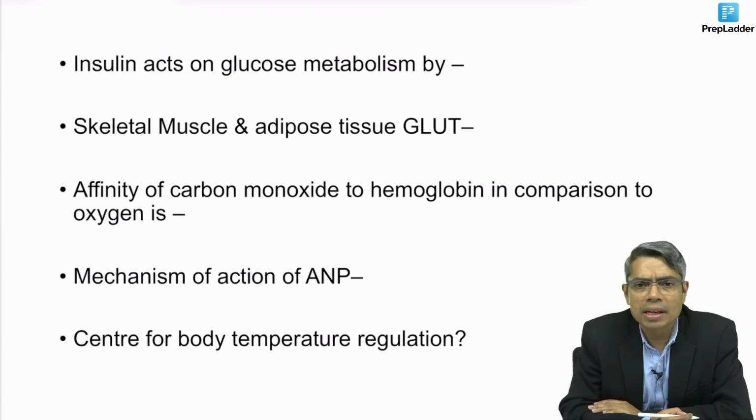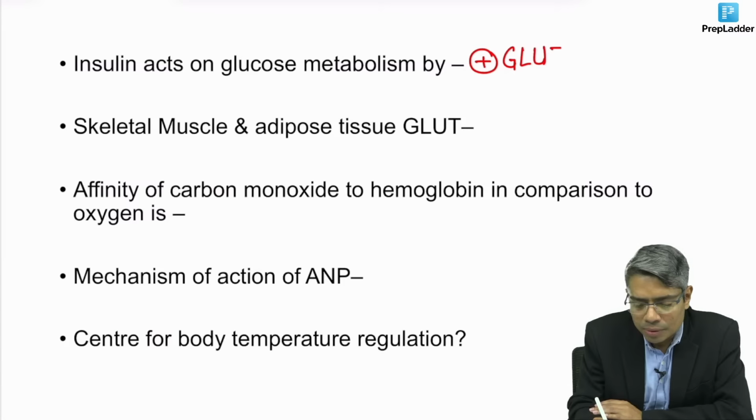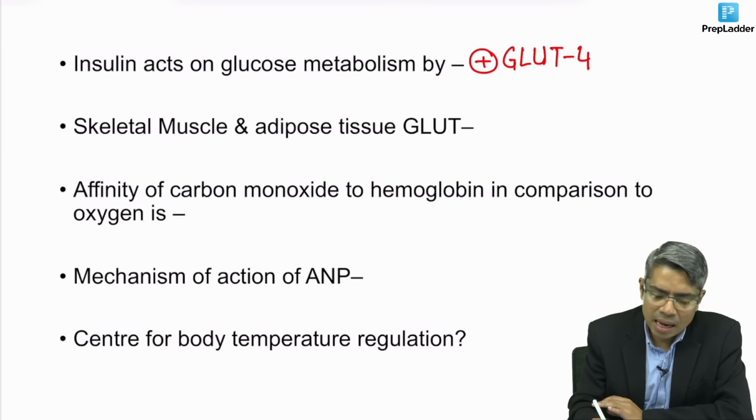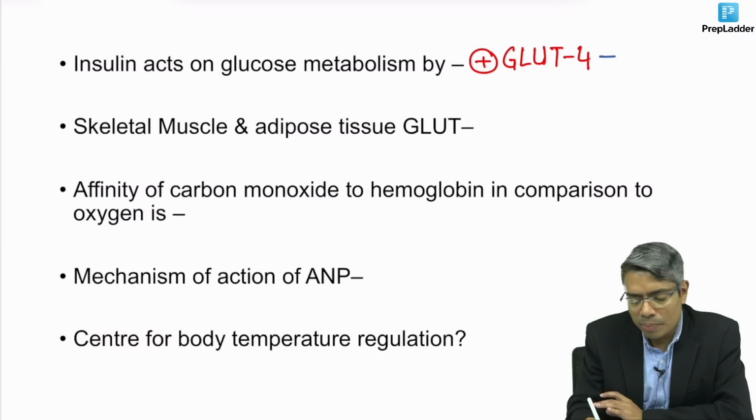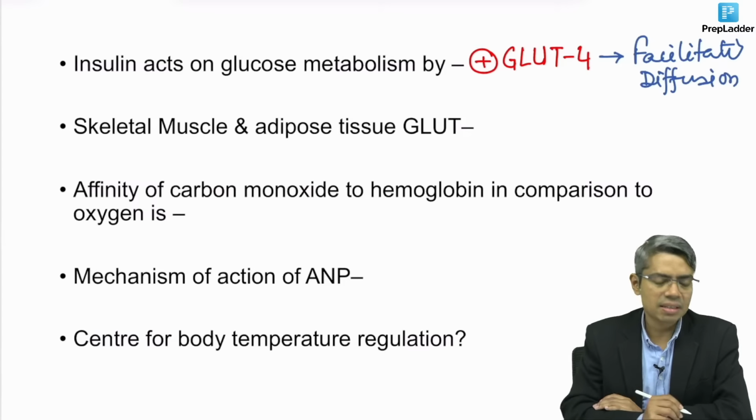Okay. Next, insulin acts on glucose metabolism by... I believe all of you can answer this question. Insulin acts on glucose metabolism by stimulating which GLUT? GLUT4. This is must-know information. And GLUT4 means which kind of process is this? This is facilitated diffusion. Do not forget about this: GLUT means that it is facilitated diffusion.